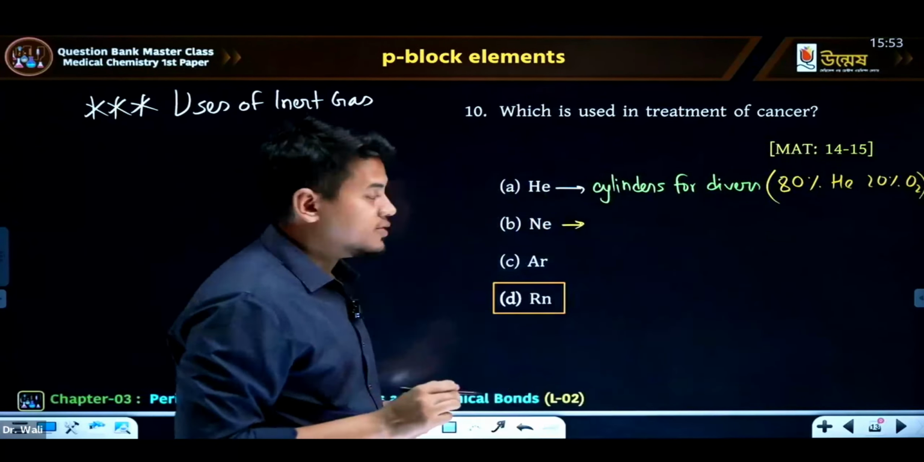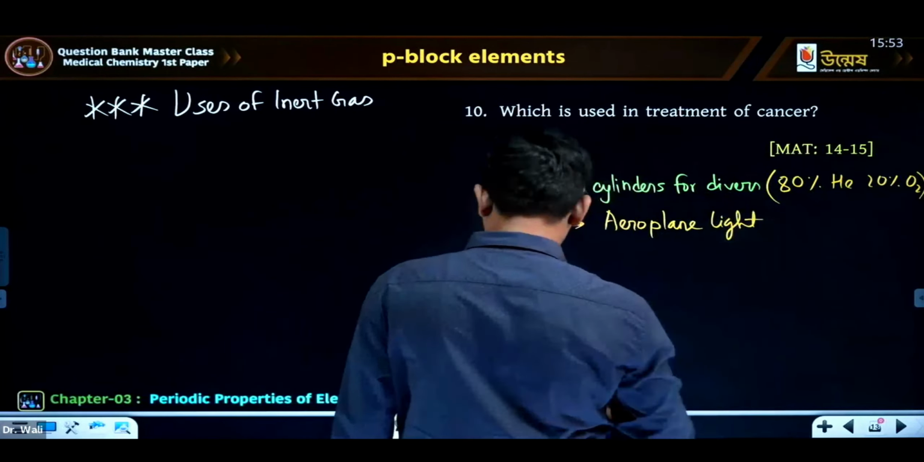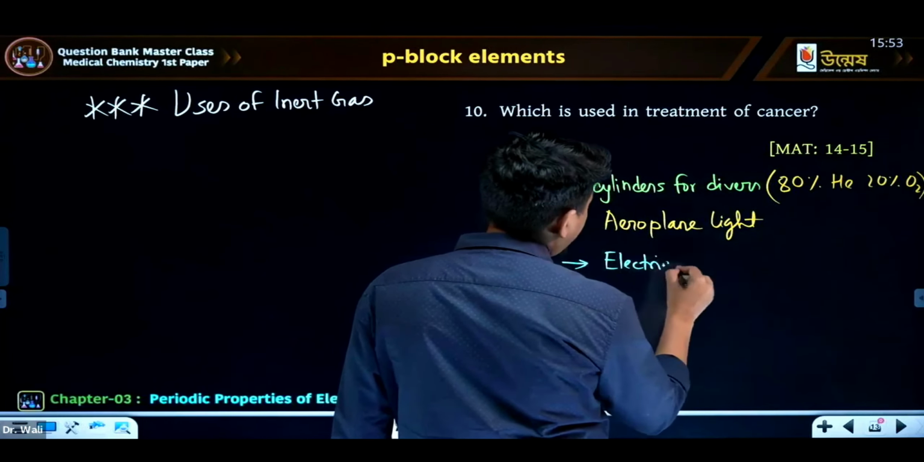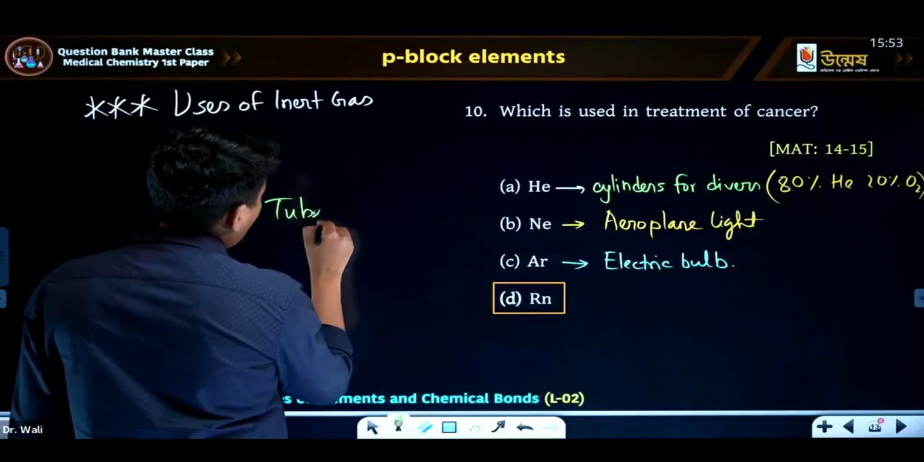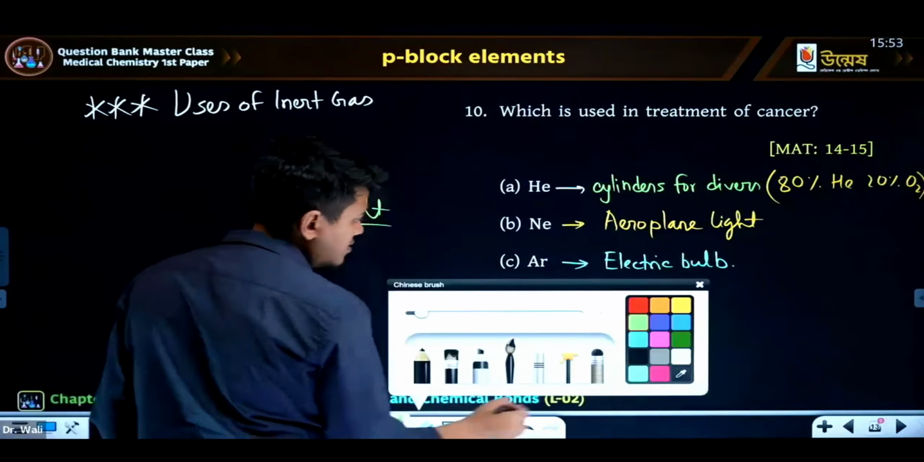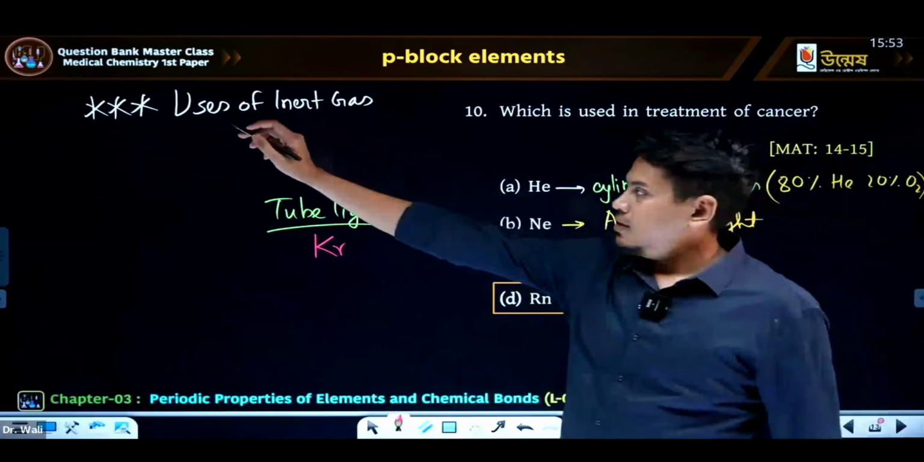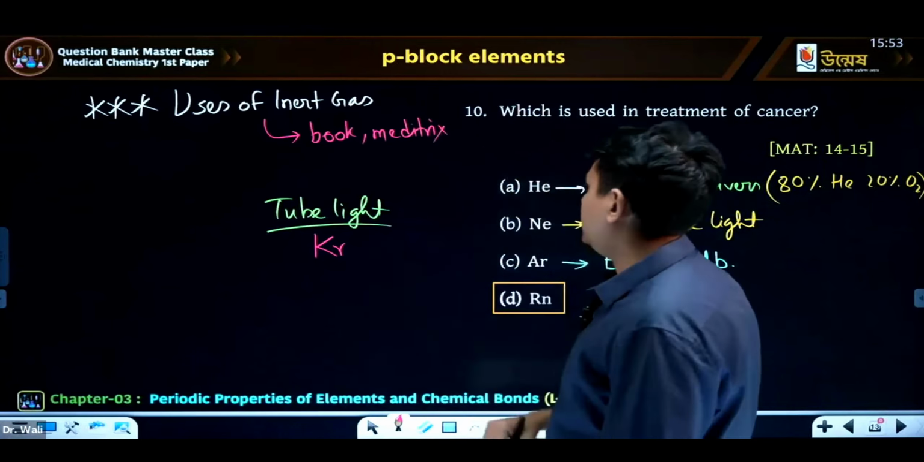Next, we should write that neon is used for aeroplane light. And also we should mention that argon is used in electric bulbs to create a neutral environment. But if you ask which inert gas is used in tube light, then the answer will be krypton. Okay, these are some information that you can learn, which you will be able to find in the book as well as Meditrix. Okay, let's move on to the next question.